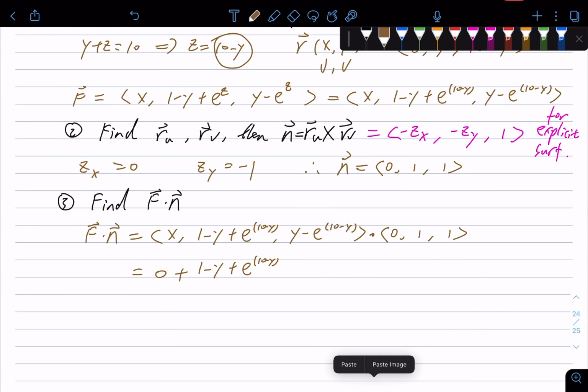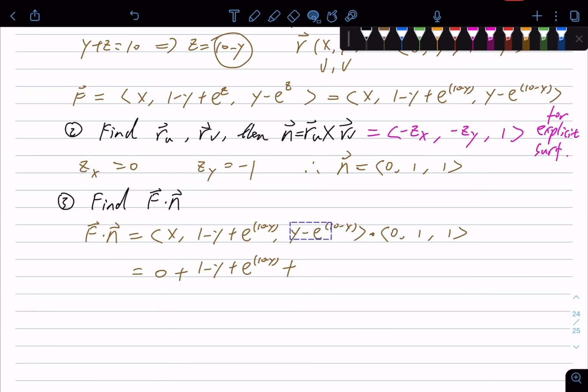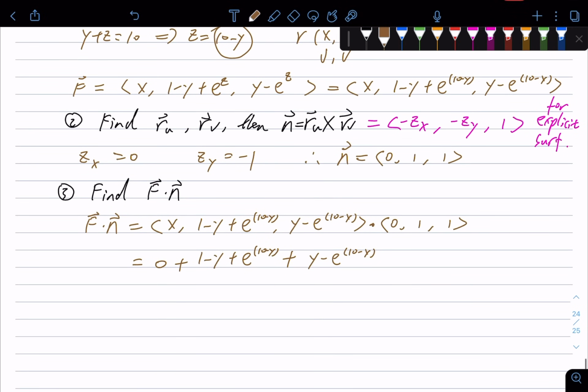Then plus another term in the z component times 1. We just move it down right here. This will greatly simplify for us, right? So the positive and negative x terms cancel out, the positive and negative y terms cancel out, and it equals 1.